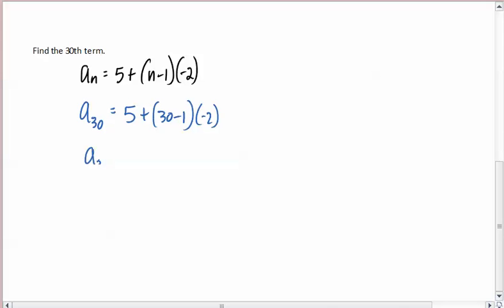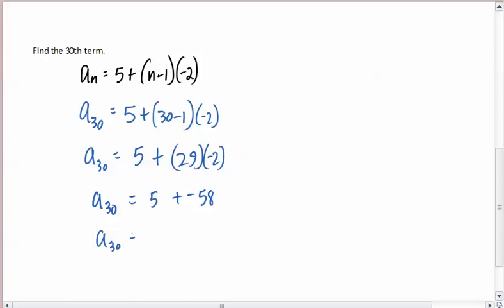Okay, so a sub 30, 29 times negative 2. We get plus a negative 58, and we get a sub 30. The 30th one down the line is going to have a value of negative 53.